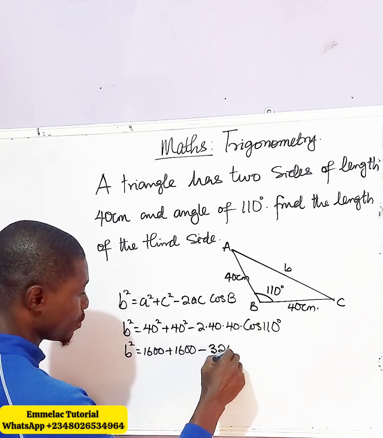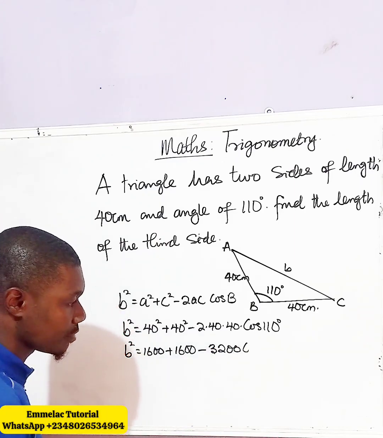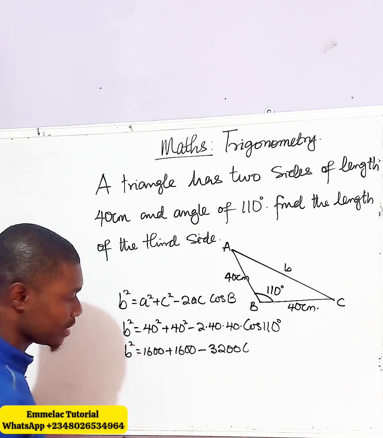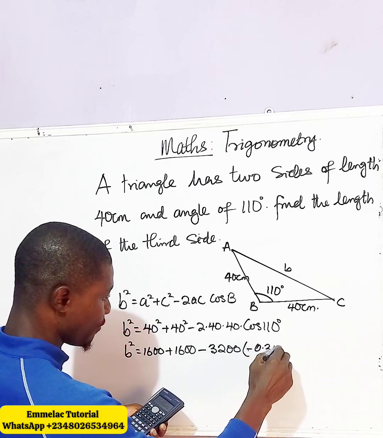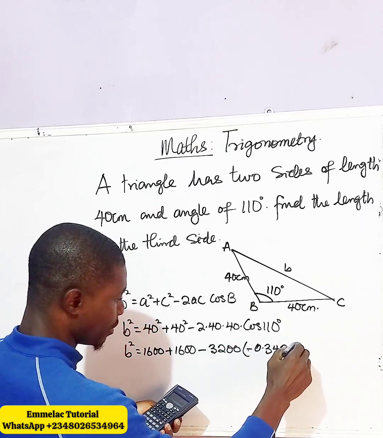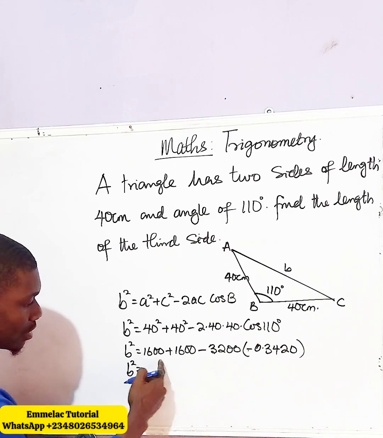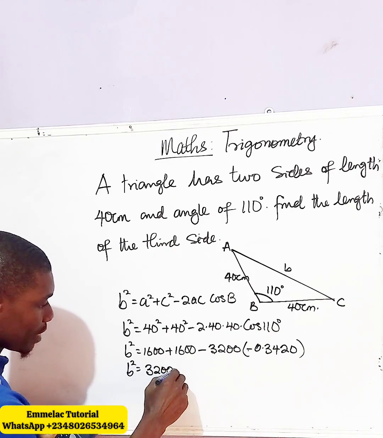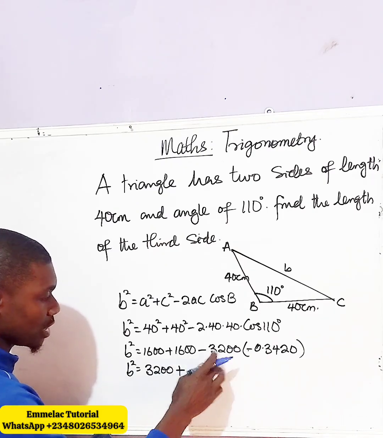Then 3200 times cos 110. Now cos 110 should give us a negative, minus 0.3420 to 4 decimal places. So b squared here will now give us 1600 plus 1600, that will be 3200. Then minus, sorry, let us do this. This minus and this minus will give us plus.